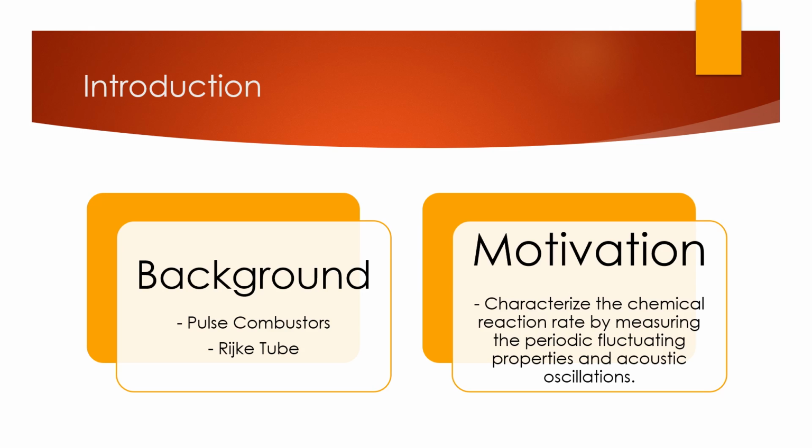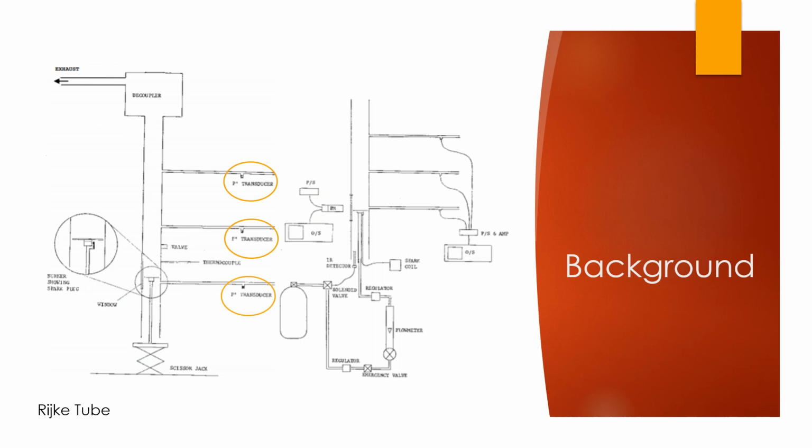I'll begin by explaining the background of pulse combustors and the mechanics of the Rijke tube. Pulse combustors work by fluctuating heat release periodically, causing pressure and velocity oscillations. The strength of these oscillations grow until they are balanced by the acoustic losses in the combustor. A Rijke tube is shown and is a type of pulse combustor used in this lab. It's composed of a long vertical tube open on both ends with its heat source being a flame about 1/4 from the bottom of the tube.